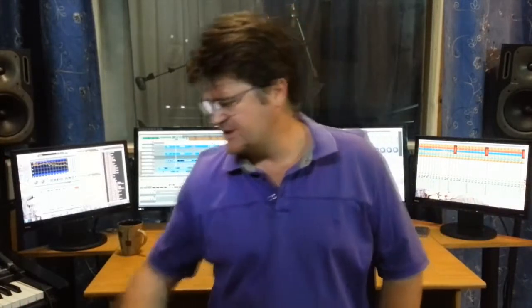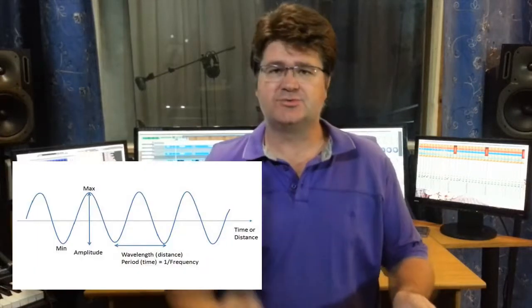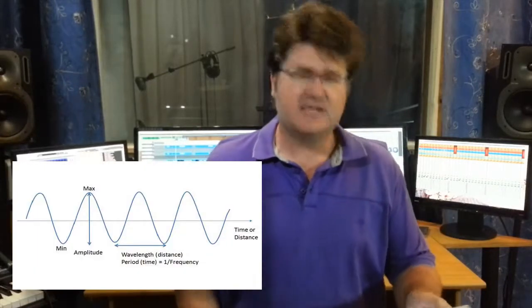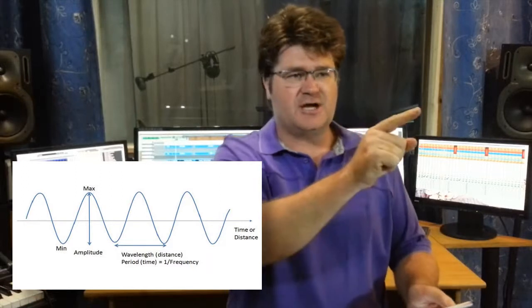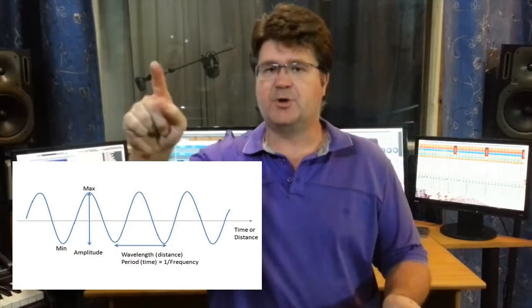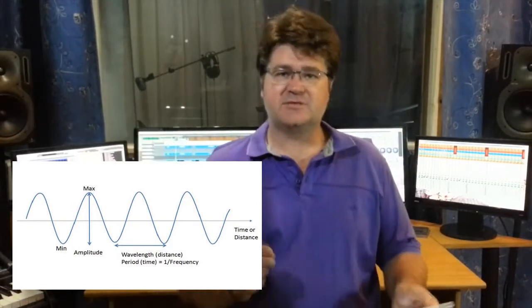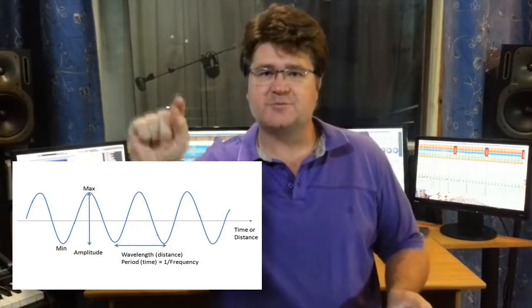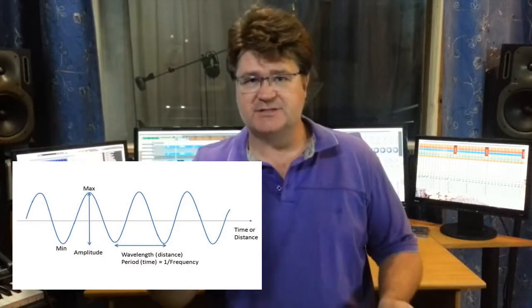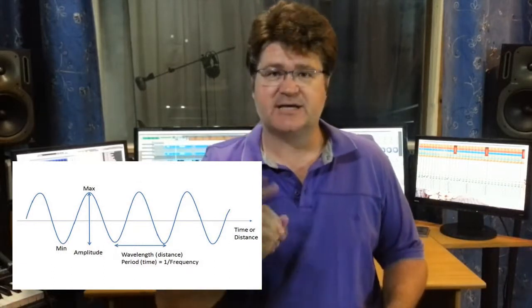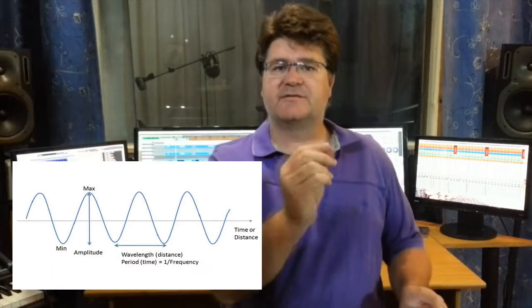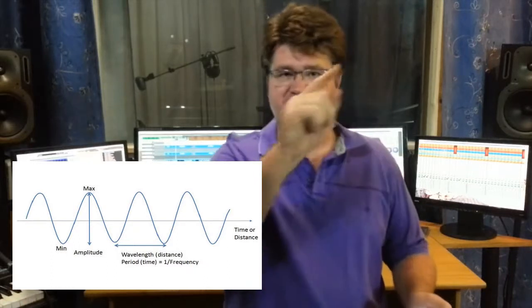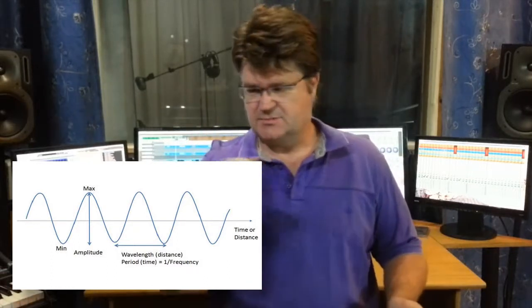Then lastly, I want to just mention as well that there is something called a period to a wave. That is typically the time it takes for the entire wave to pass by a point. Frequency is how many times the full waveform shape passes by a certain point in space in 1 second. Period is the time that it takes for the waveform to pass once by a certain point.